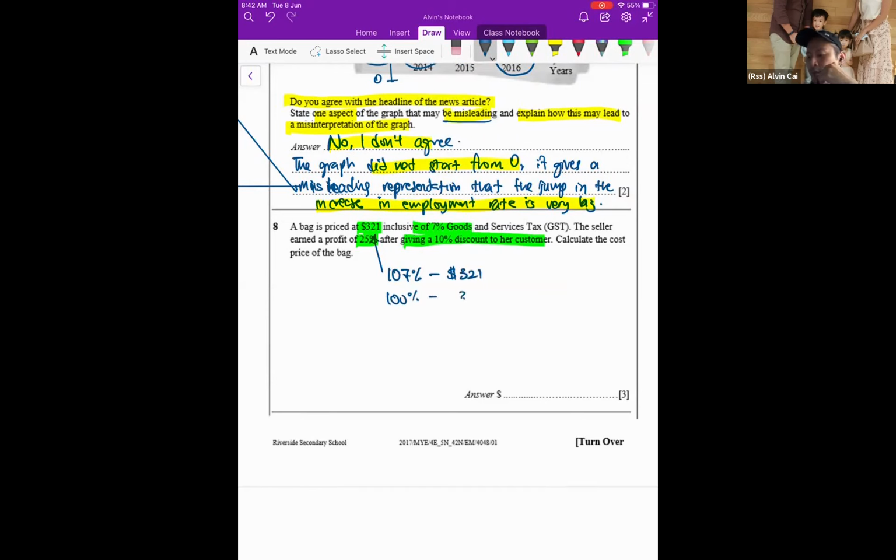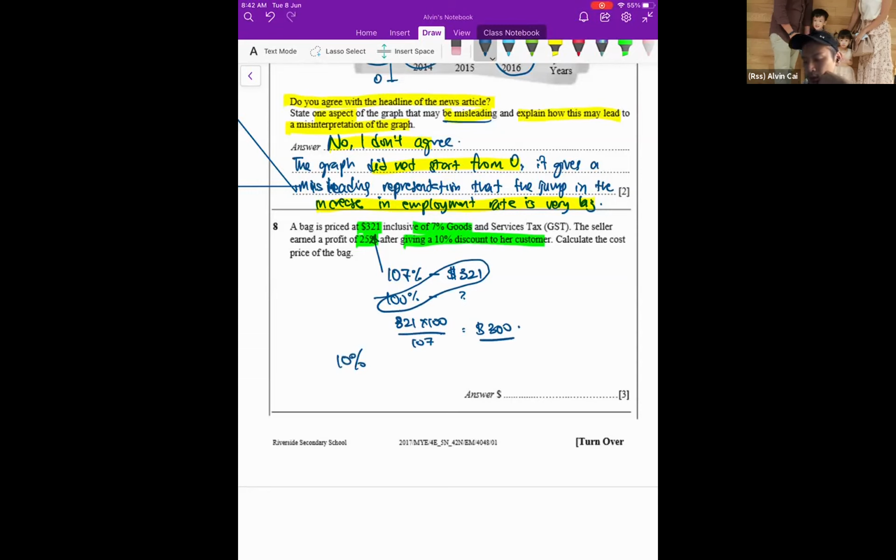How much is this? Okay, so therefore it's these two numbers diagonal. So we just do 321 times 100, then divide by 107. That will give us $300. So this is the original price. Okay, so now this is the original price, and this price is given 10% discount.